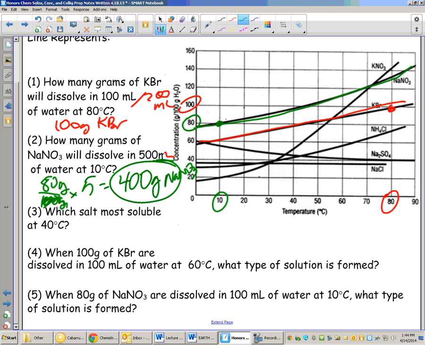All right, so what are you looking for here? At 40, go up, up, up, up, up, and sodium nitrate it is. Most soluble means most stuff dissolves per 100 grams of water.